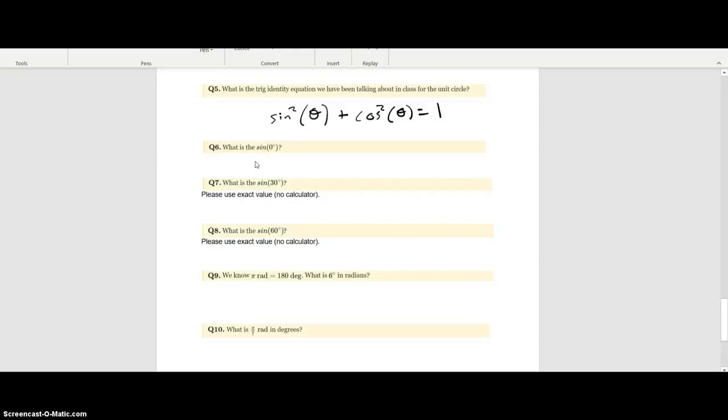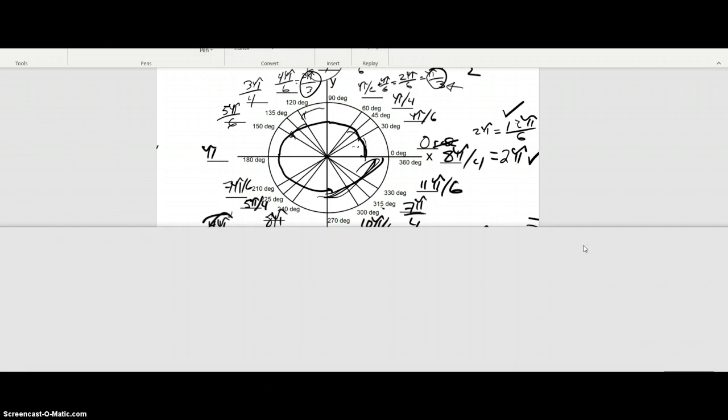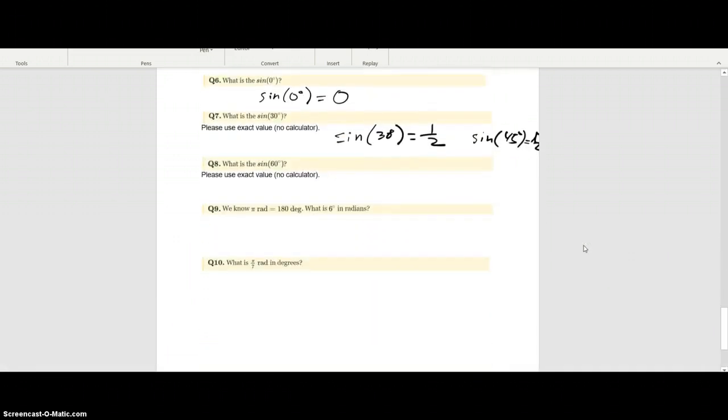So what is sine of 0? The way I always remember this one is that sine of 0 degrees, sine starts at 0. So sine of 0 is 0. Sine of 30 degrees is equal to 1/2. Sine of 45 degrees is equal to square root 2 over 2. Just as a side note. And then sine of 60 degrees is equal to the square root 3 over 2.